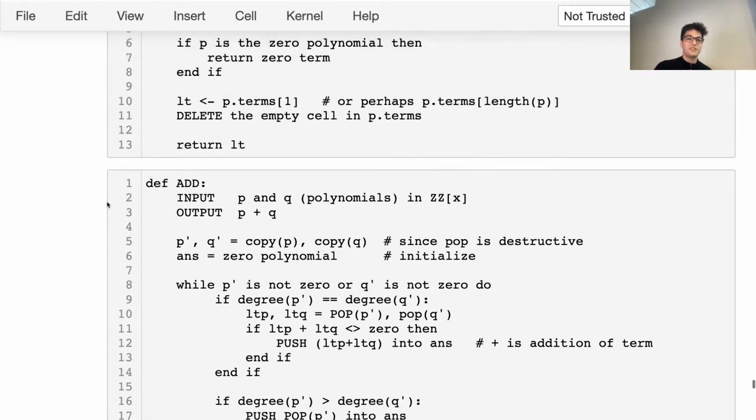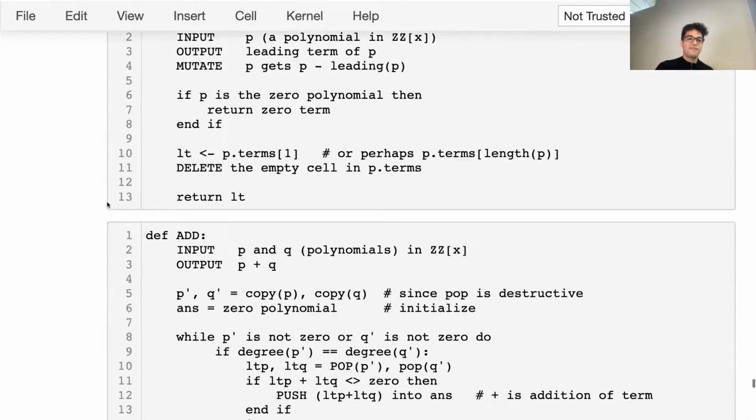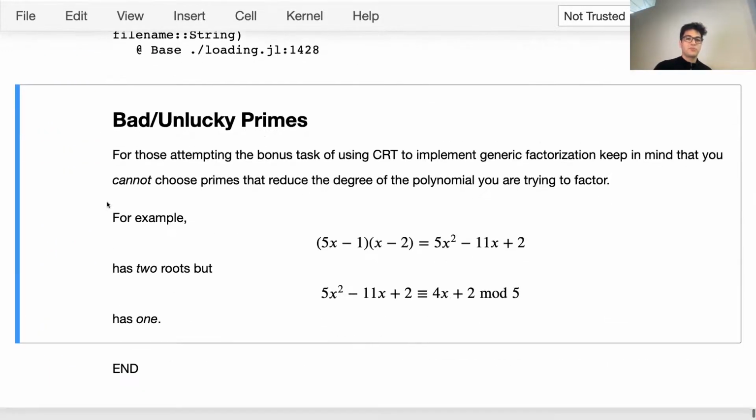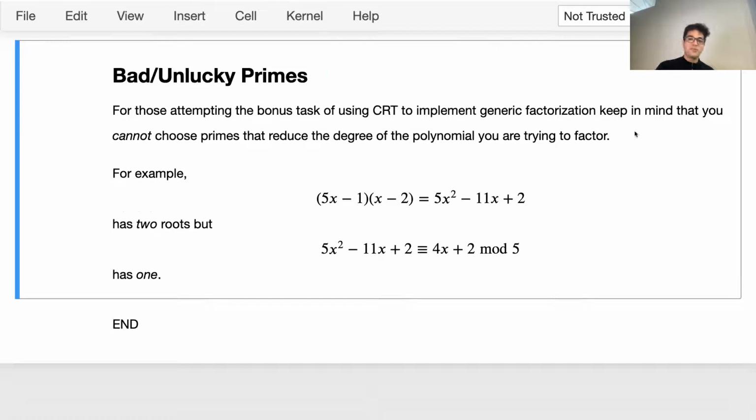Okay, so that's the first implementation hint I have. That's the second. That's the third for custom ordering. Okay, so for most of you, you're probably not going to attempt some of the bonus tasks, but if you're going to attempt one of them, I just give you this caution. When you're doing the Chinese remainder theorem, if you choose a prime which reduces the degree of the polynomial you're trying to factor, that will break everything. This is called a bad or unlucky prime.